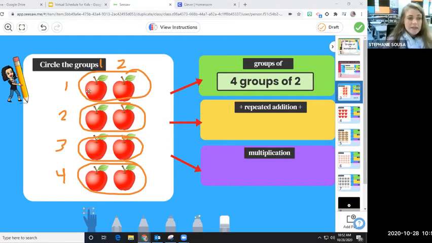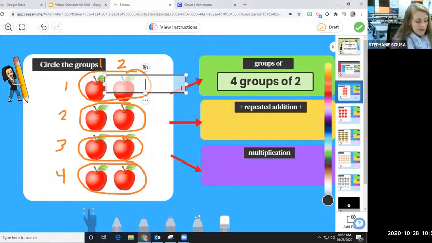For repeated addition, we are going to add each group. This group has 2, this group has 2, this group has 2, and this group has 2. So we are going to label that as 2 plus 2 plus 2 plus 2.